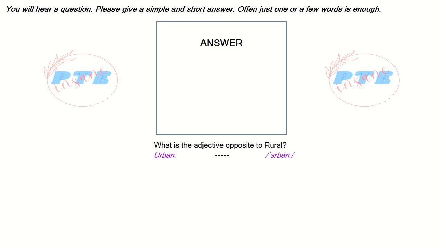What is the adjective opposite to rural? Urban.